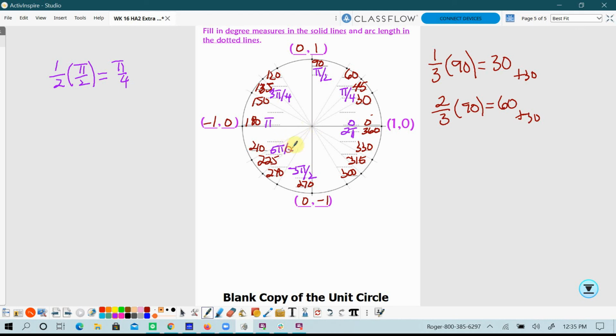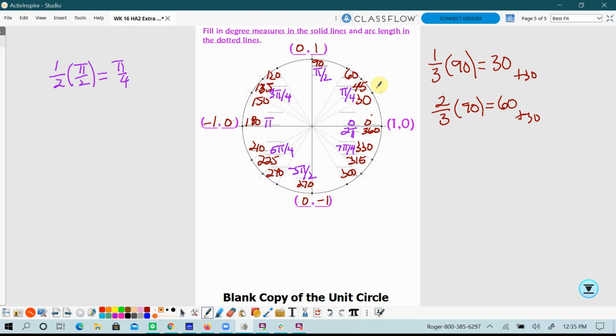Now you have 5/4. Another fourth is 6/4, or 3 pi over 2, which we already filled in. Another fourth would make this 7 pi over 4, and then another fourth would be 8 pi over 4, or 2 pi. So now you've got all your quadrantals filled in.